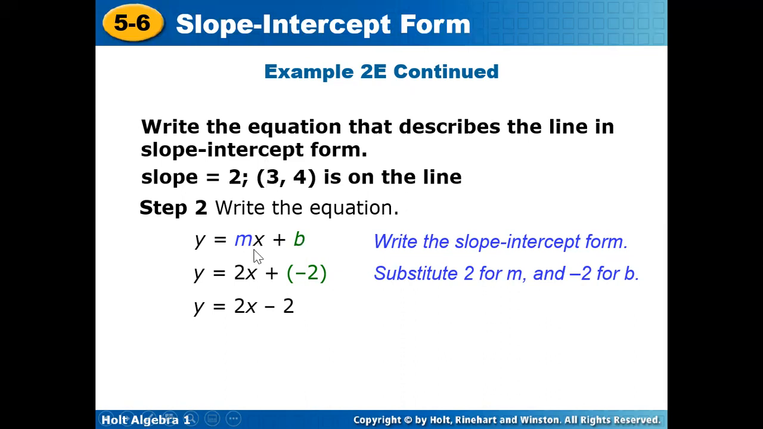Once you plug in 3 for x and 4 for y, and you solve that equation, your answer to that is -2. So you know b equals -2, and then you plug it in. I did not show you the solving of the equation because we've solved a ton of equations, so you can do that. And that's where we are.